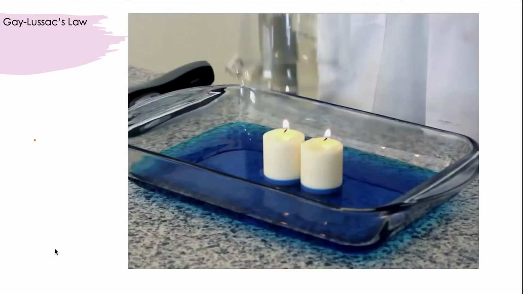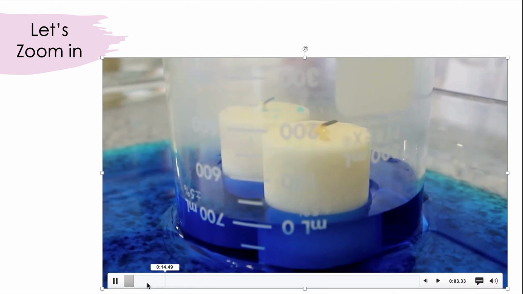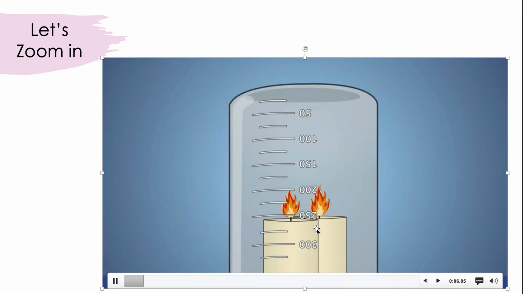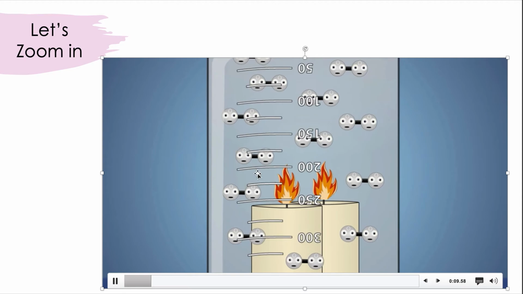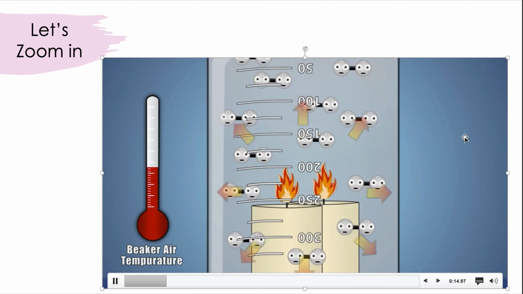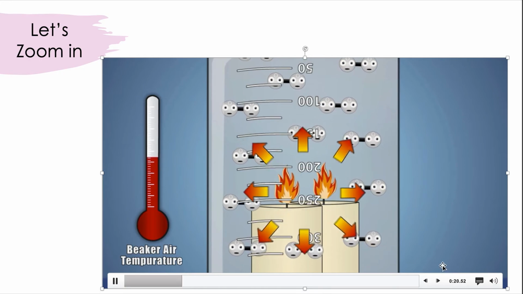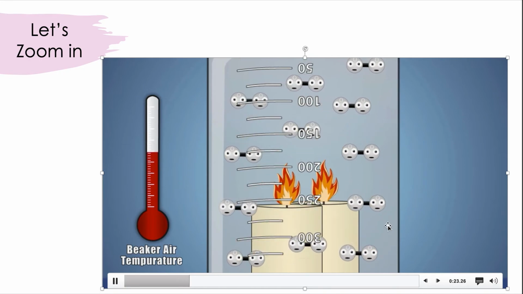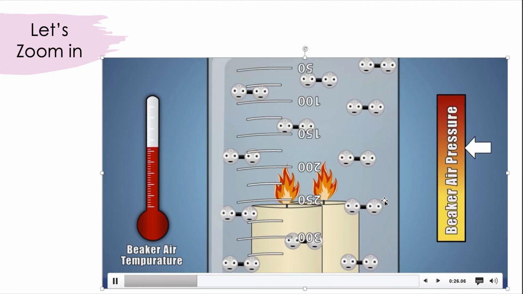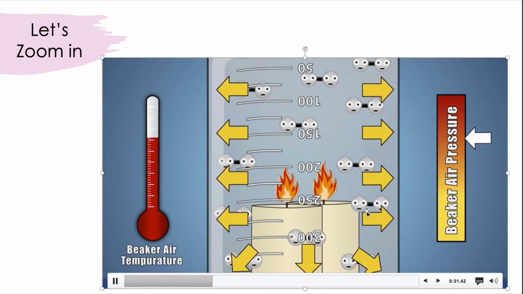So let's zoom in and see how or why this is happening. When we zoom in, we can see that the flame is on. There are oxygen particles inside the beaker. That flame is heating up the gas particles. So you see temperature is increasing. And as temperature increases, what's going to happen to pressure? Pressure is also increasing. So that's what causes the water to get pushed out of the beaker.